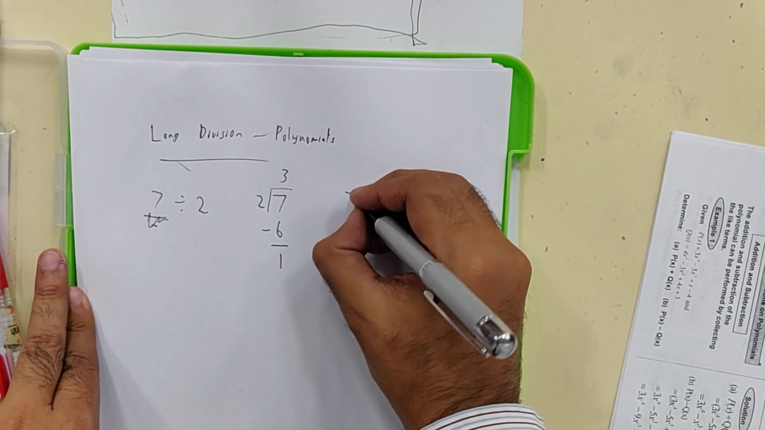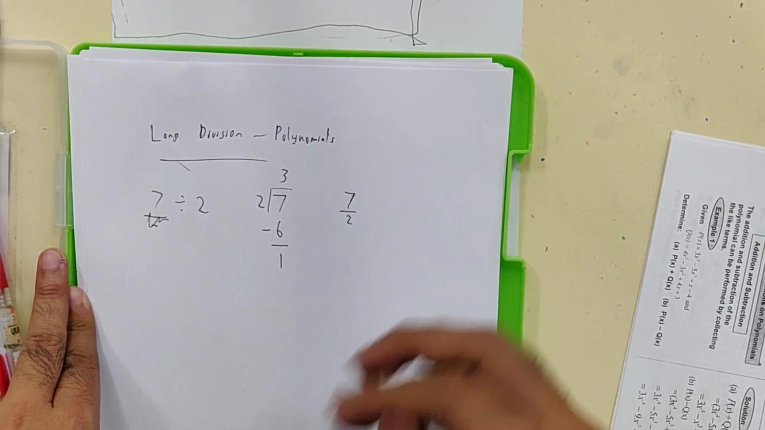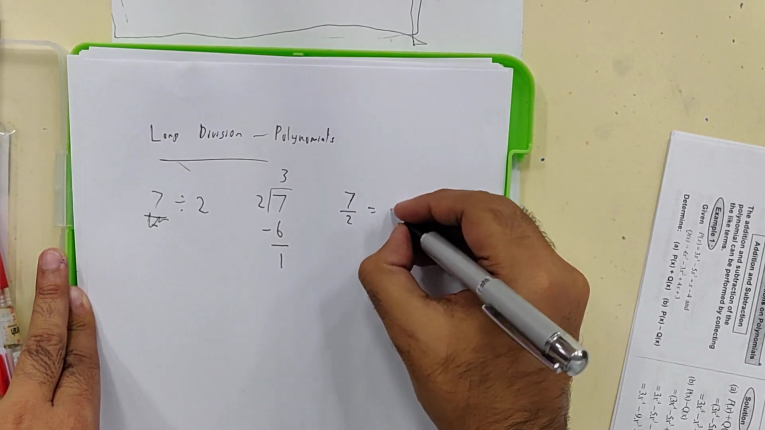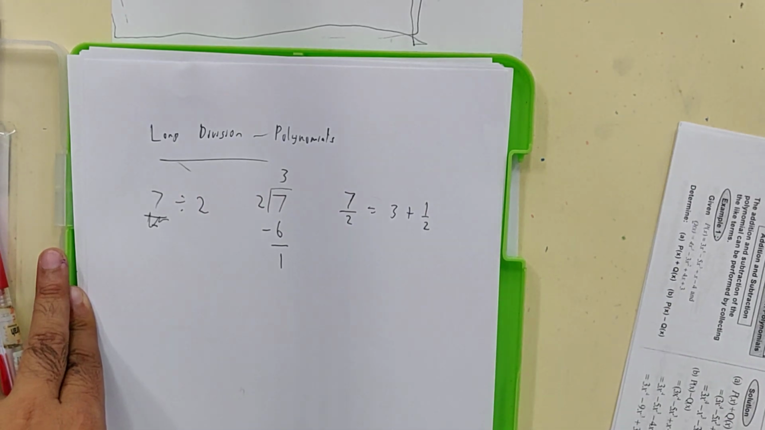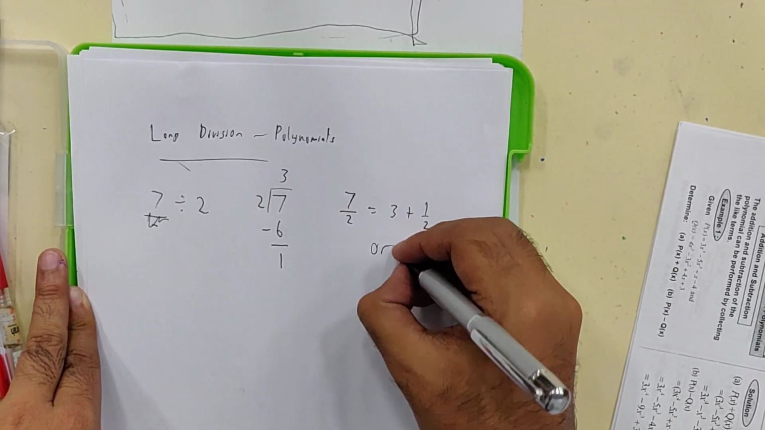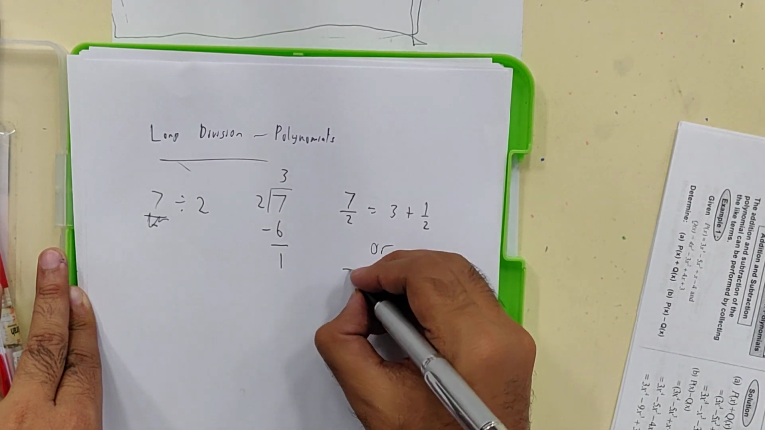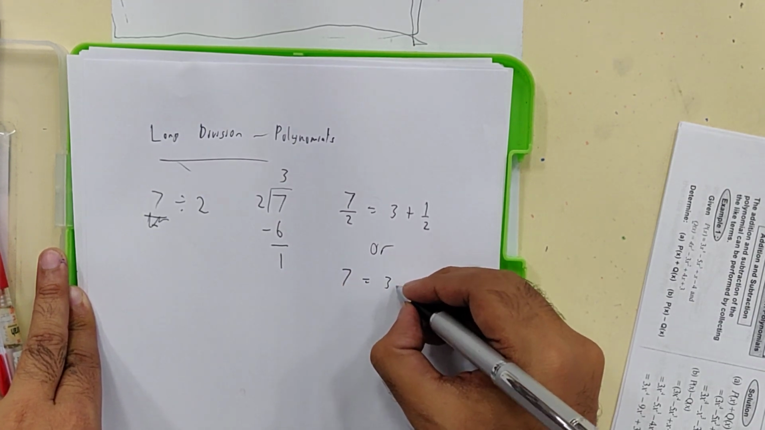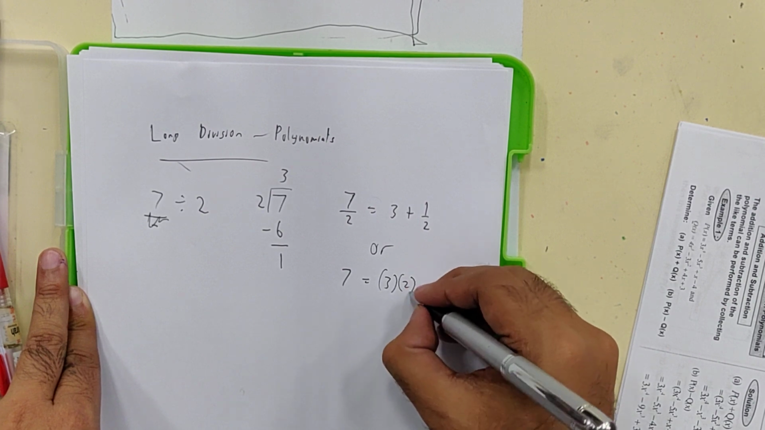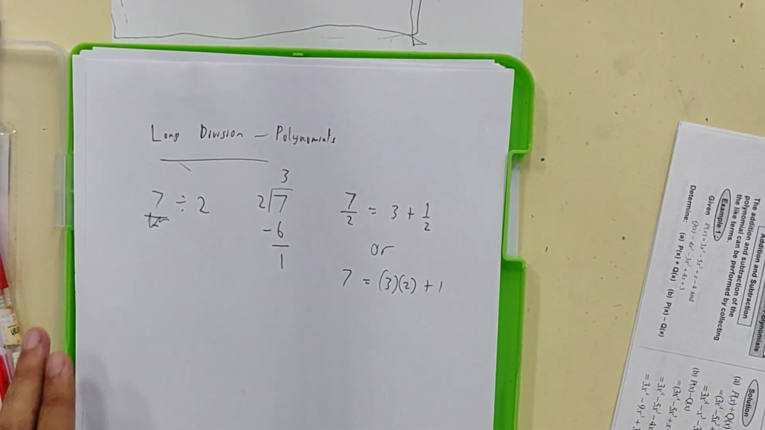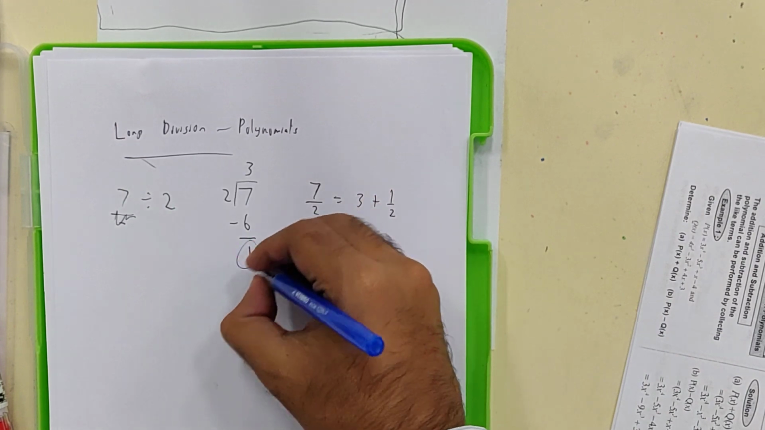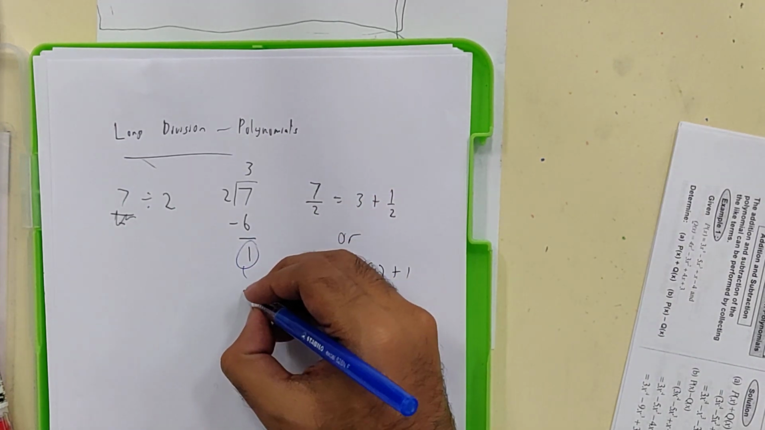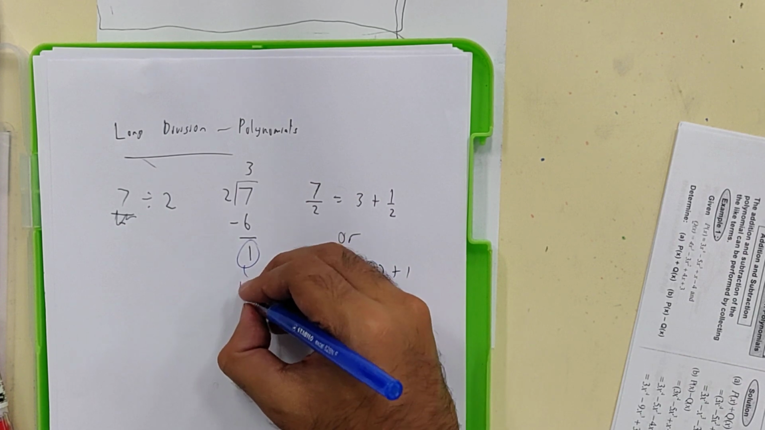So you either write down your answer this way, 7 divided by 2 is equals to 3 plus 1 over 2. You agree? Or you can also write down your answers such as 7 equals to 3 times 2 plus 1. This is the most basic one among all. And what can I say about this 1? We got a specific name for it. We call it remainder.